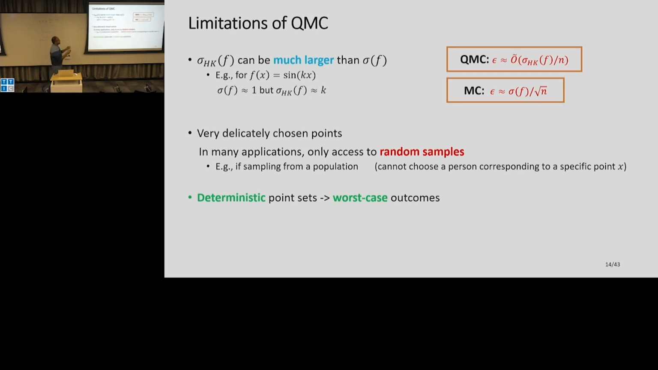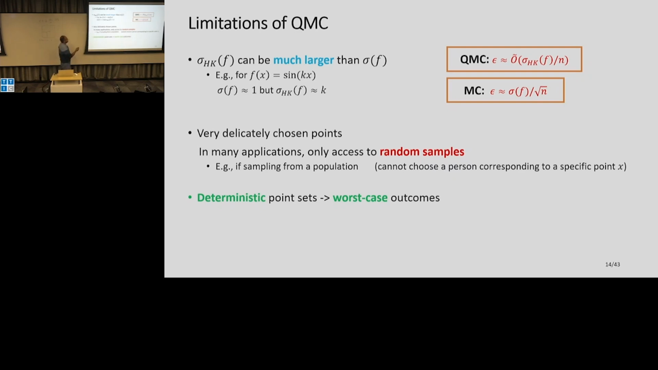Okay, so let's compare these two things. We should think of Quasi-Monte Carlo, if I'm using a good placement of points with polylog discrepancy, as roughly getting this rate of error, and for Monte Carlo I'm getting this root n rate of error, but with a different notion of variance.